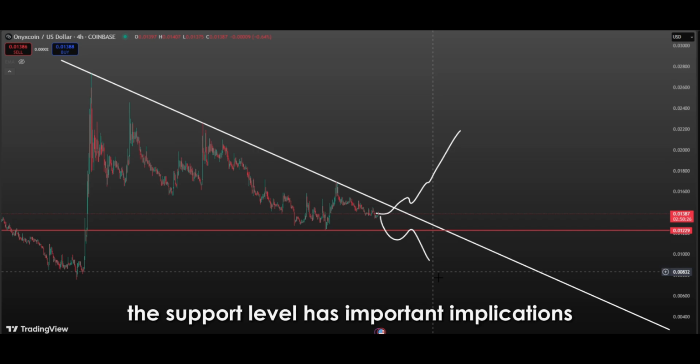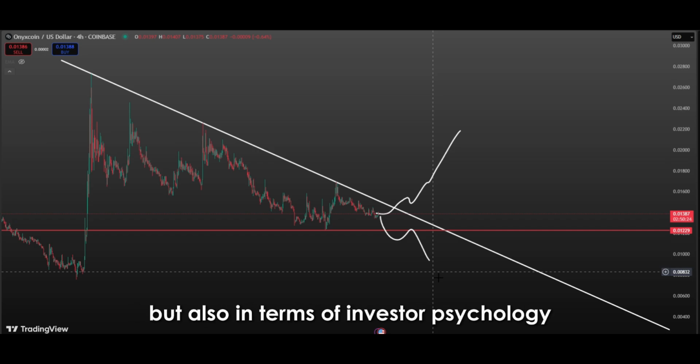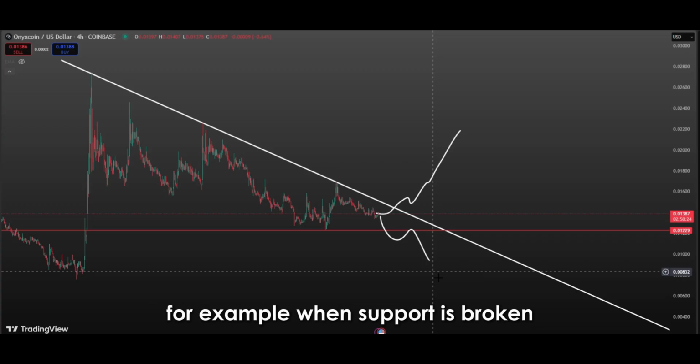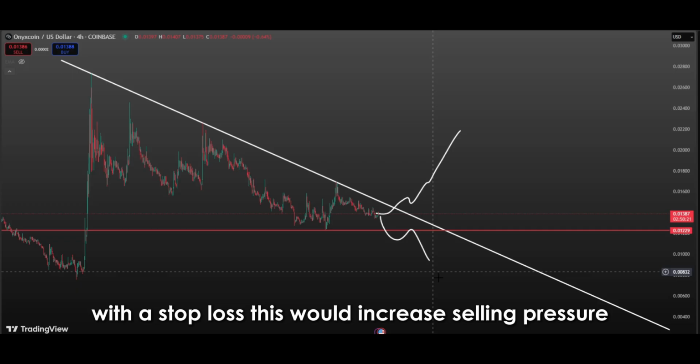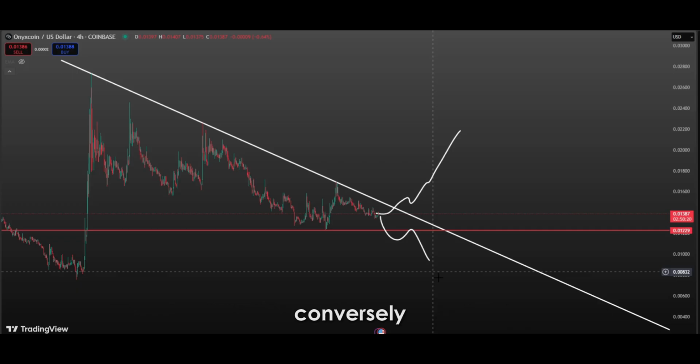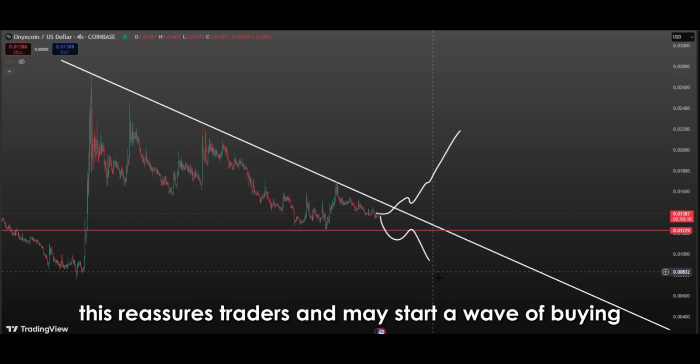Breaking or holding the support level has important implications not only from a technical point of view, but also in terms of investor psychology. For example, when support is broken, many traders may be forced to close their positions with a stop loss. This would increase selling pressure, and the decline could accelerate. Conversely, if support holds and the price quickly turns upwards, this reassures traders and may start a wave of buying again.